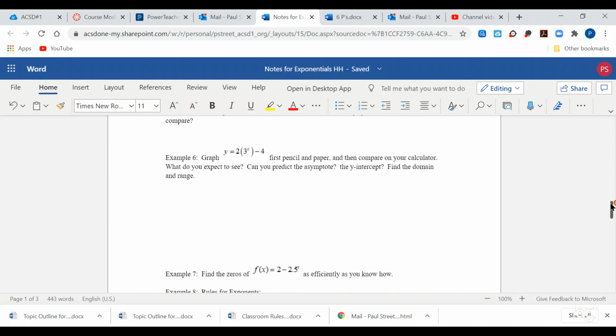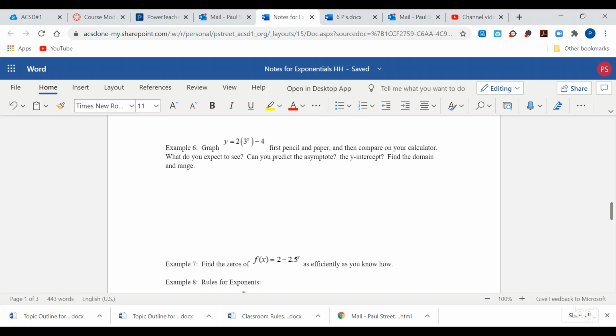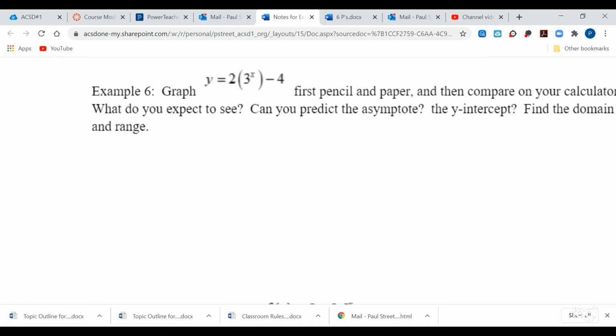We're going to slide down, and now we have this thing here. I'll blow it up. So now we're looking at y equals 2 times 3 to the x minus 4. So the question is, can you predict the asymptote, the y-intercept, the domain and range? Should we walk our way through it? It's been a little while. Sure. Yeah, that's what I like to hear.